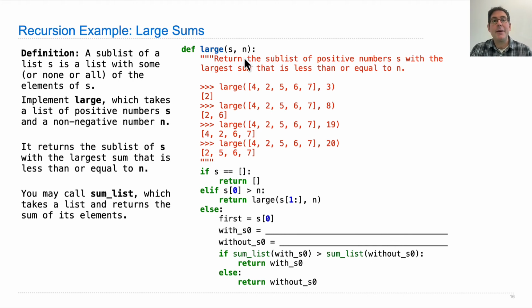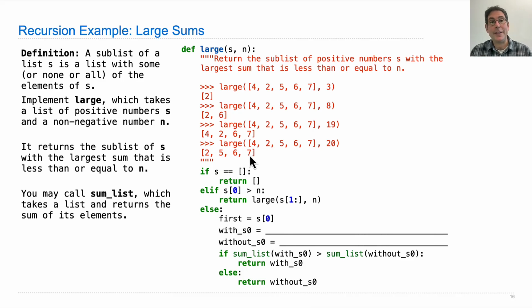So in this case, we're taking in a list 4, 2, 5, 6, 7, and calling it with various different values of n. If n is 3, then the sublist with the largest sum less than or equal to 3 is just 2. There's only one element in that sublist. To get up to 8, we do 2, 6. To get up to 19, 4, 2, 6, 7, 20, 2, 5, 6, 7.